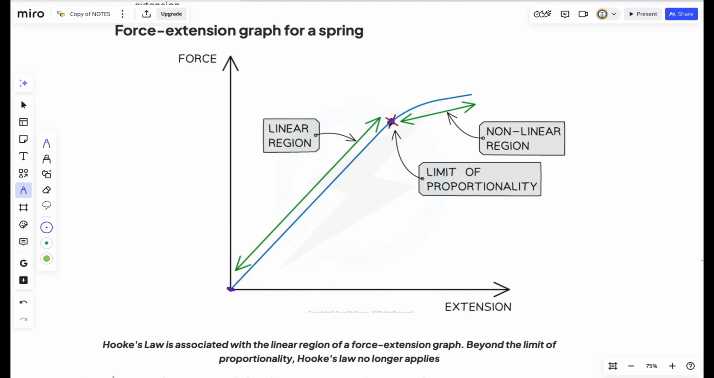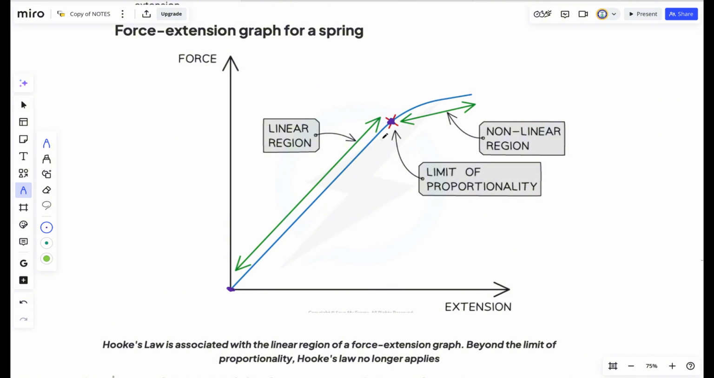Original length. Now, if you continue to stretch the spring beyond this point, the spring will deform and will no longer obey Hooke's law. It will go beyond this limit and will no longer be able to return to its original form. So this is called the deformation point. You can see it's now a non-linear graph. But from 0 to this level is a linear graph, which means Hooke's law is being obeyed.